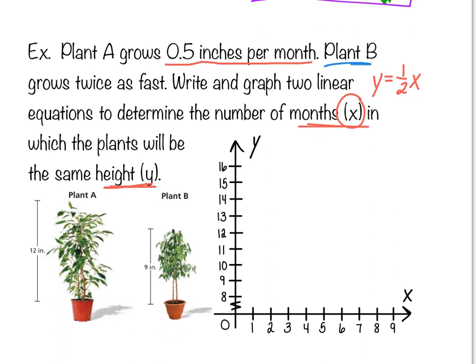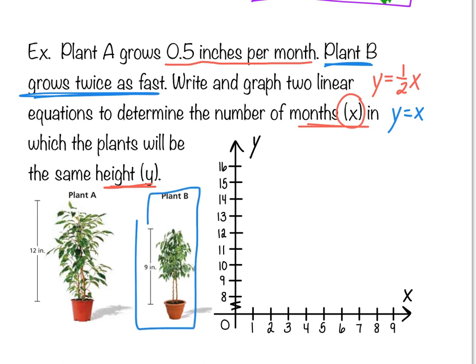And then it says plant B grows twice as fast as that. Well, twice as fast as 1/2 would just be 1. So it grows that fast, right? 1x. That'd be twice, 1/2 times 2 is 1. And look at plant B, it is already at 9 inches. So plus 9. And for plant A, it is already at 12 inches. So I'm going to add 12. That's our starting point. Remember, the y-intercept is always our starting point.